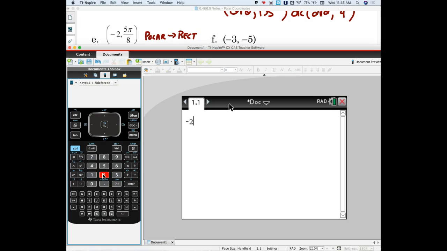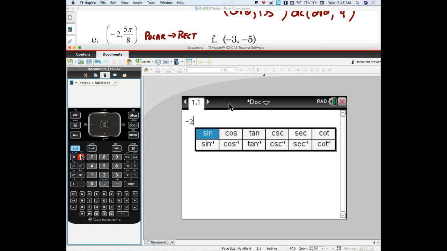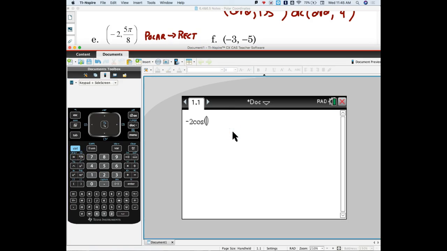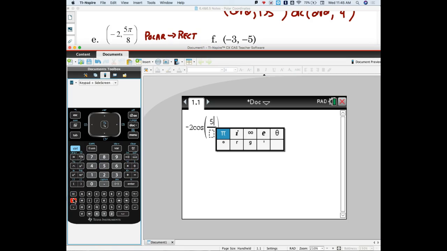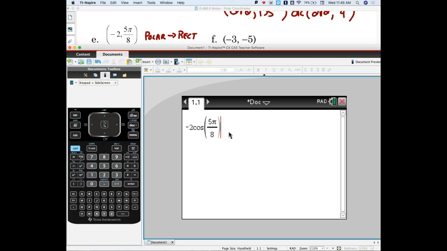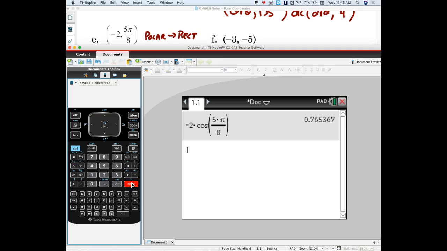-2 trig cosine of 5 pi over 8. Now, if I'm using a graphing calculator, an Inspire, or if I'm using a scientific calculator, I should get the same answer, correct? Okay. What do we get here for the x value of my answer? I got 0.765. Yes?